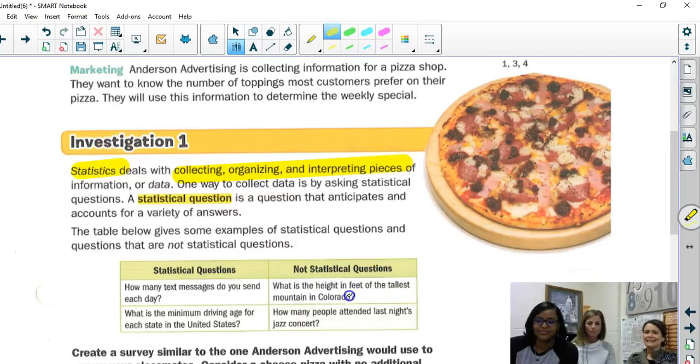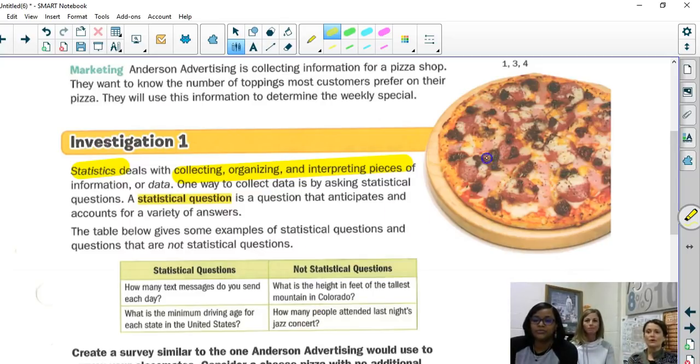What about this? What is the height in feet of the tallest mountain in Colorado? Well, there would just be one answer, right? There's only one tallest mountain, so not a statistical question. What about this one? What is the minimum driving age for each state in the United States? Yes, because it does vary in each state. That'd be a great one. But how many people attended last night's jazz concert? No, there's just one answer. It might be a big number, but it's just one answer.